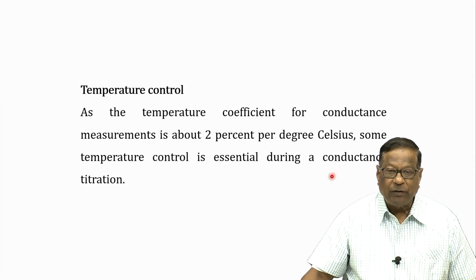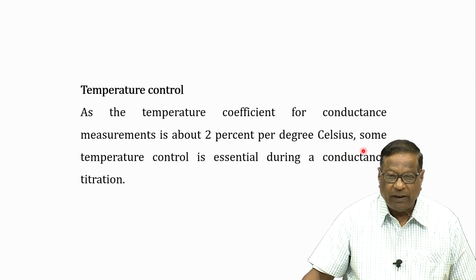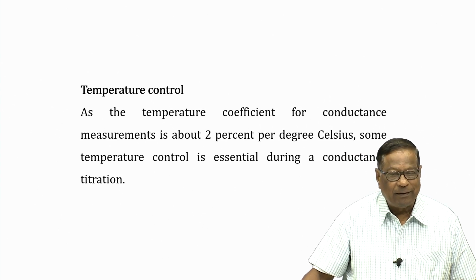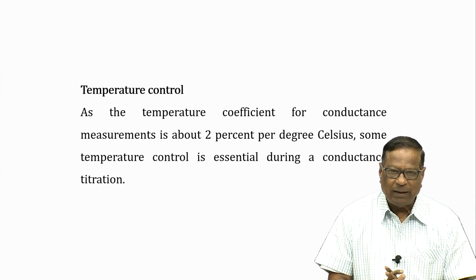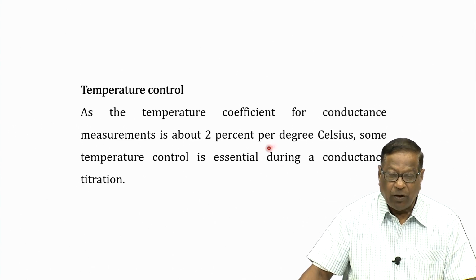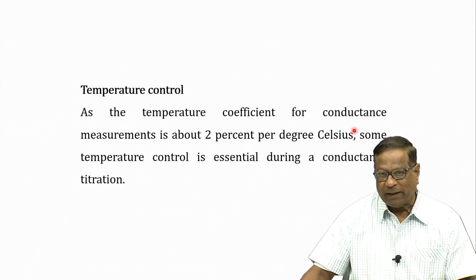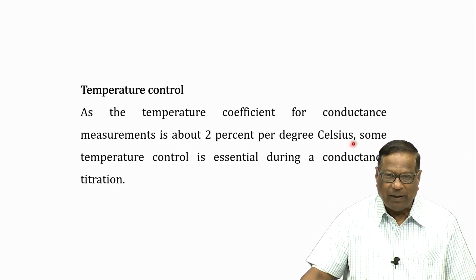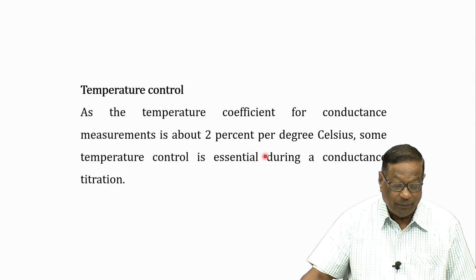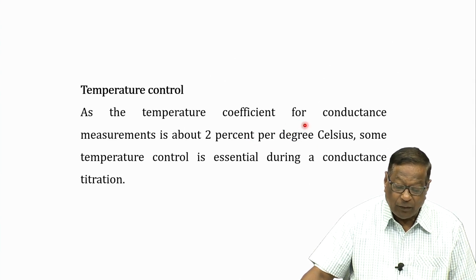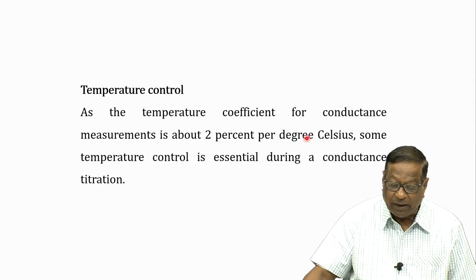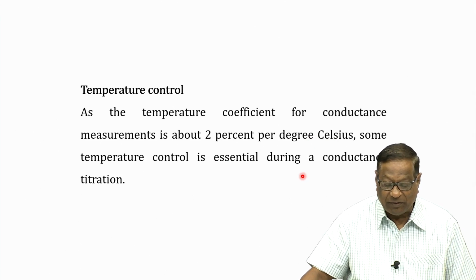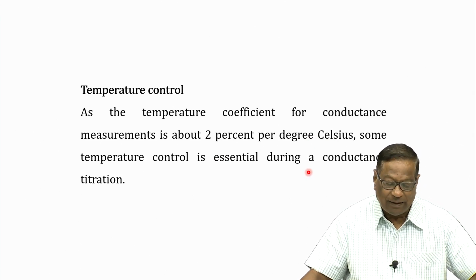Very important, because temperature cannot be varied during the experimentation. So, you have to immerse the cell in a water bath and then take the measurements. Or you measure the temperature and apply a correction, that also can be done if you know the correction factor. Normally, the temperature coefficient for conductance measurements varies by about 2% per degree Celsius. Therefore, some temperature control is a must during a conductance titration.